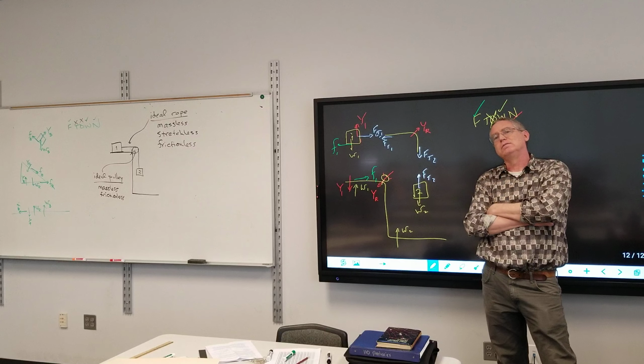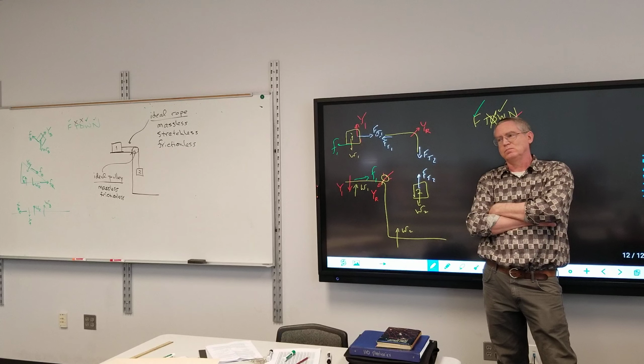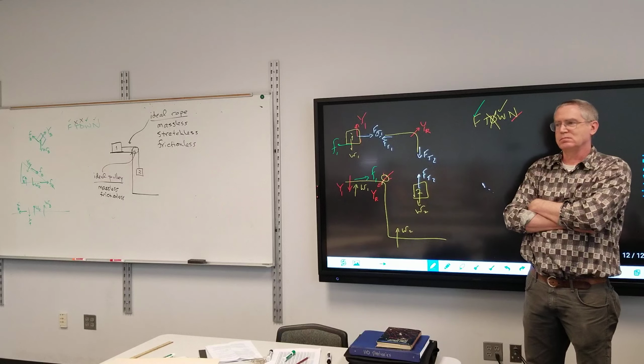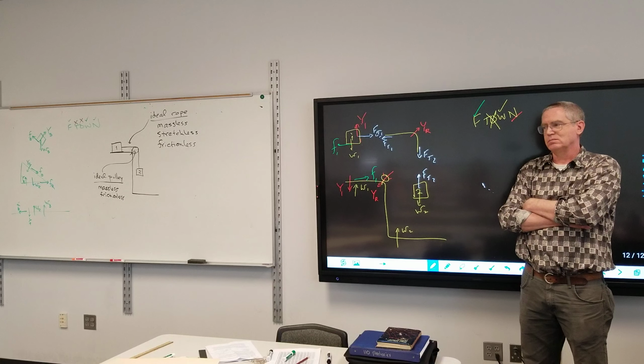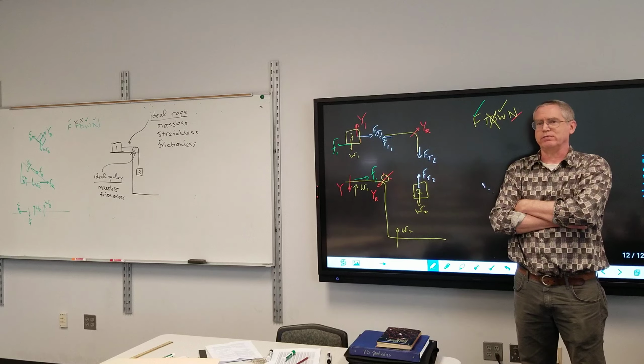So friction requires normal force, but normal force doesn't require friction? Right. In math speak, you say normal force is a necessary condition of friction.